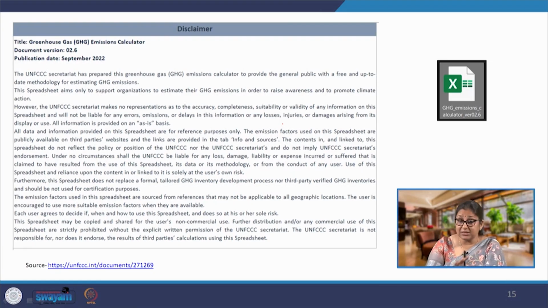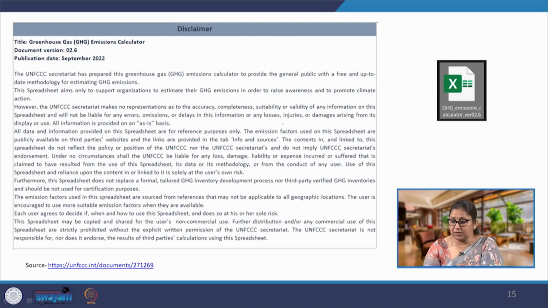Now, it comes with a disclaimer that this is going to be a generic use calculator, though it has emission factors. The values that have been used for calculating the GHG emissions are actually coming from standard resources or research papers, properly published. Yet, if reporting has to take place, then specific calculation for GHG emission reduction has to be done.